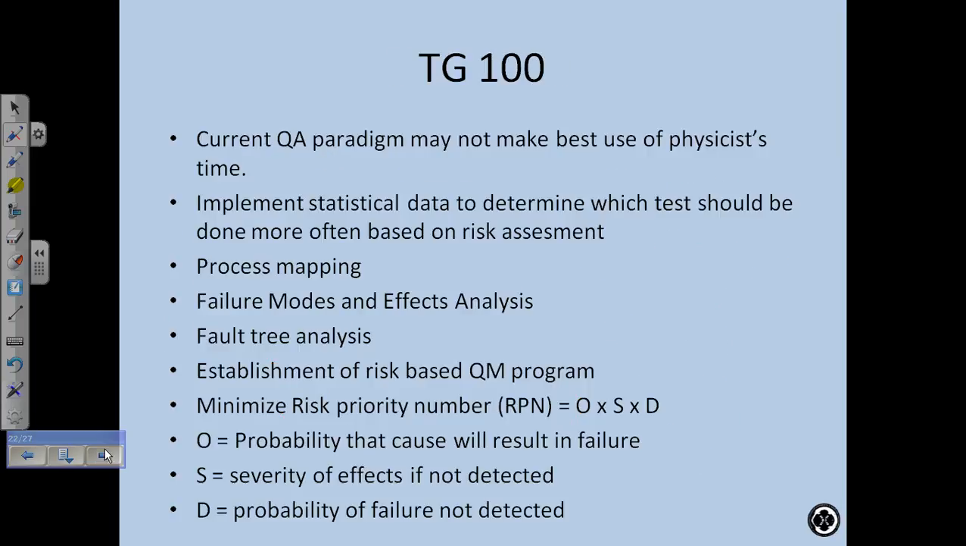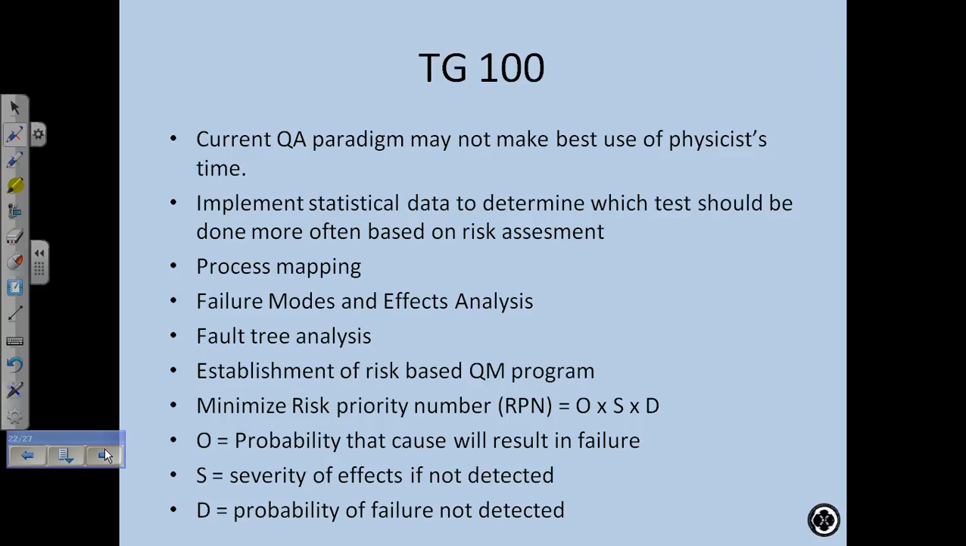Okay, TG100. So TG142 is a lot like TG40, in that there are more tests, but you're still doing the same thing. You're doing the test and comparing to a tolerance. What's wrong with it? There's a problem, because we're just doing these tests because we could. The current QA paradigm may not make the best use of our time.